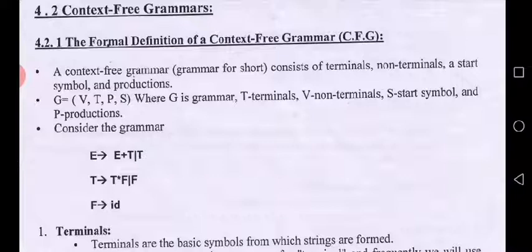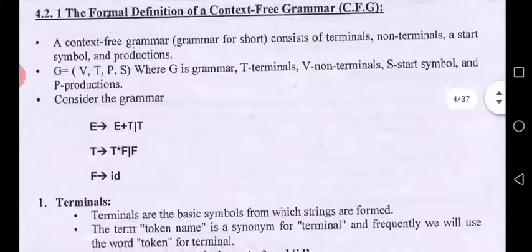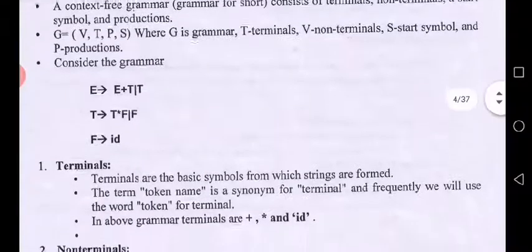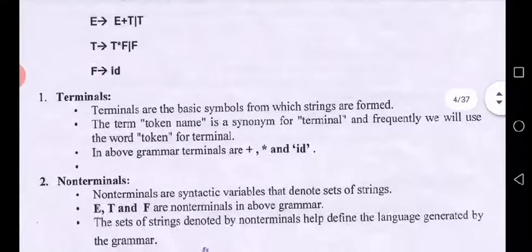So grammar consists of a total of 4 components. First one variable or non-terminal, then T stands for terminal, P stands for production and S stands for start symbol. Here we have one example for a context-free grammar. Just observe: E derives E plus T or only T. T derives T into F or F. Then at last F derives id. So here we have a total of 3 different productions. We don't have a sample string; what is it going to generate?